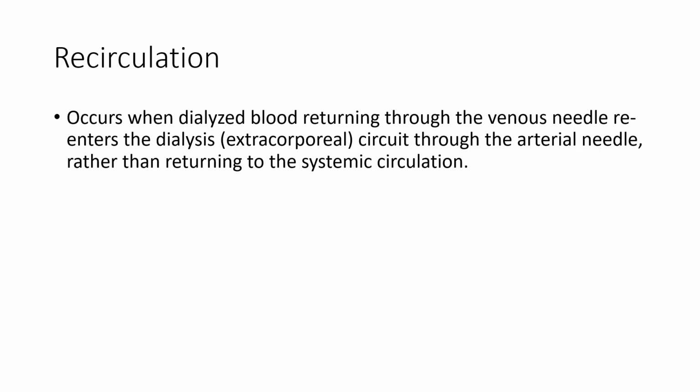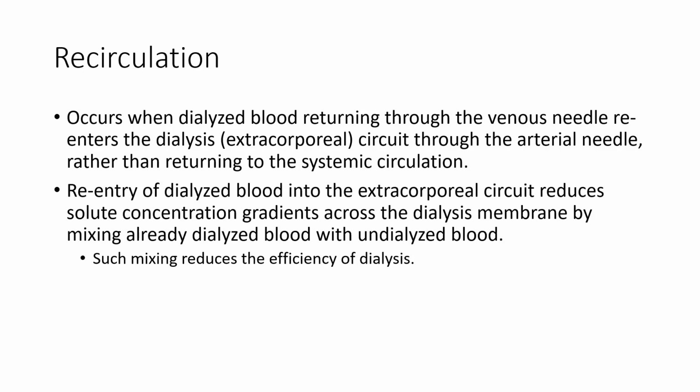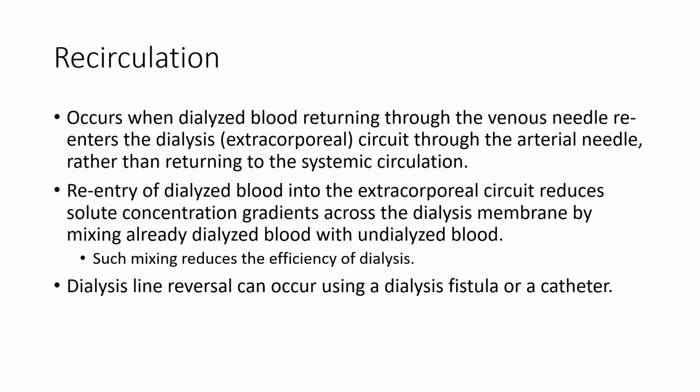So what is recirculation? Well, recirculation occurs when dialyzed blood returning through the venous needle re-enters the extracorporeal circuit through the arterial needle rather than returning to the systemic circulation. So basically, the re-entry of dialyzed blood into the dialysis circuit reduces the solute concentration gradient across the dialysis membrane. It mixes already dialyzed blood with undialyzed blood, and that reduces the efficiency of dialysis. Now, dialysis line reversal can occur using a fistula or a graft or a catheter.